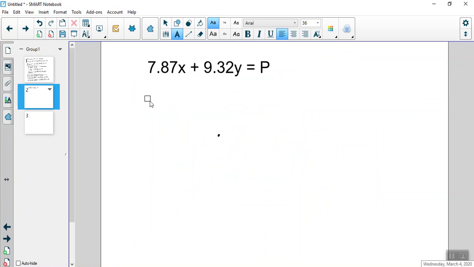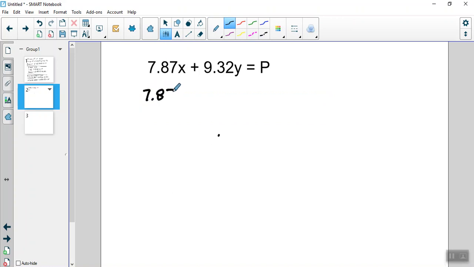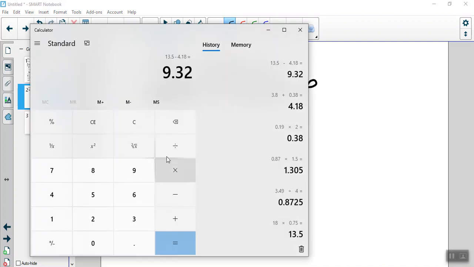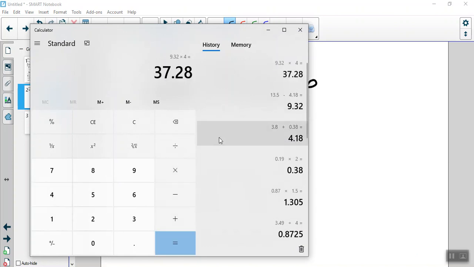So put 0 for the X and put 4 for the Y, and that will find my profit. So 7.87 times 0 is just 0, so that's going to be nothing. And now I need to multiply 9.32 times 4. So I would get a profit of $37.28.